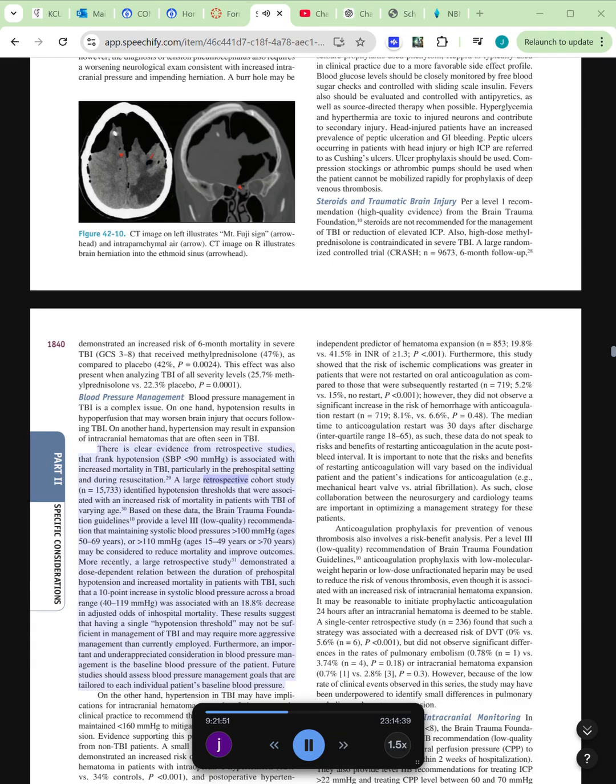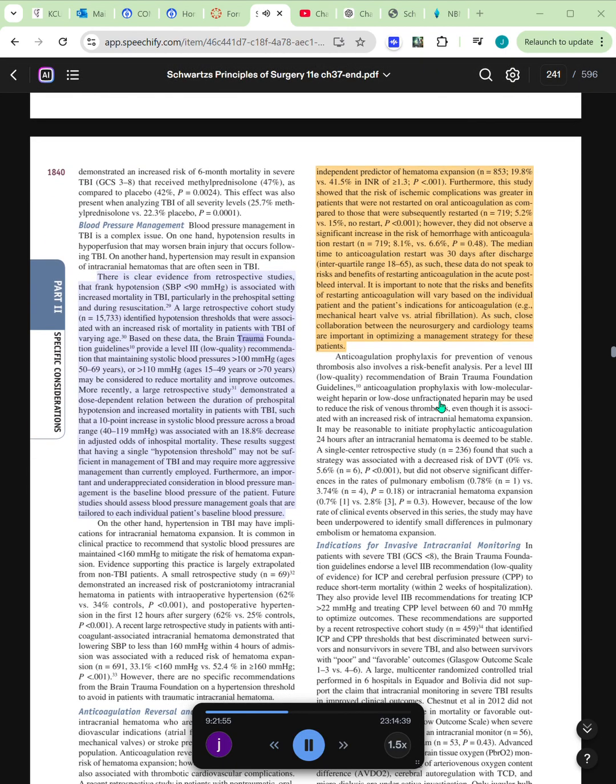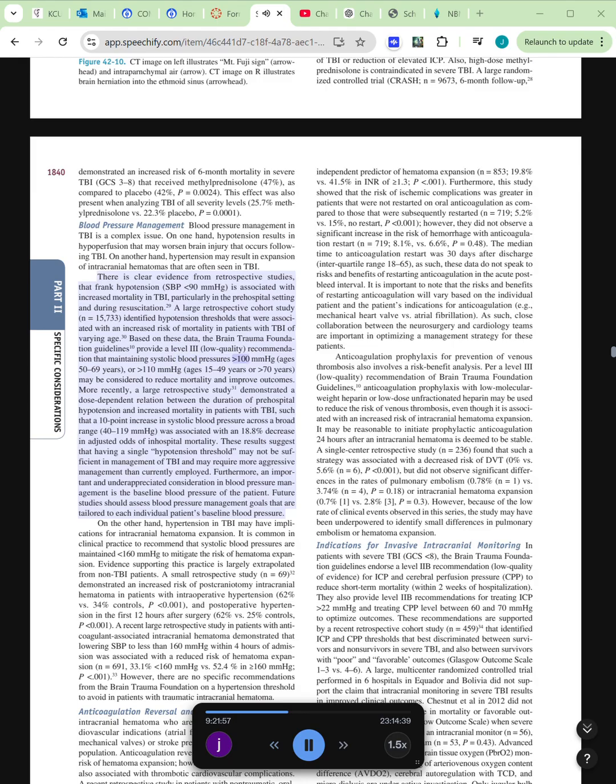A large retrospective cohort study with n equal to 15,733 identified hypotension thresholds that were associated with an increased risk of mortality in patients with TBI of varying age. Based on these data, the Brain Trauma Foundation guidelines provide a level 3 low-quality recommendation that maintaining systolic blood pressures greater than 100 mmHg for ages 50-69 years, or greater than 110 for ages 15-49 years or greater than 70 years may be considered to reduce mortality and improve outcomes.